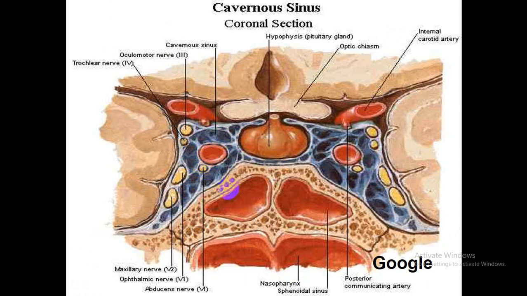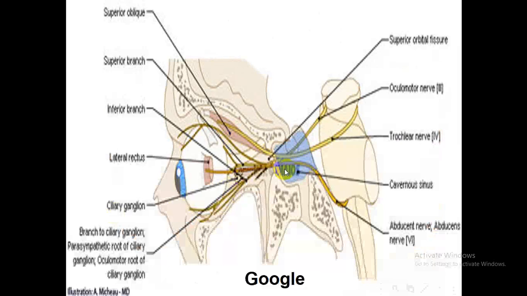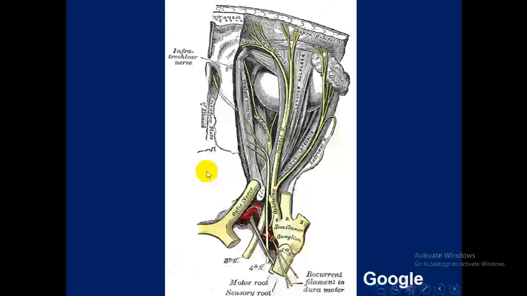Then it enters the orbit through the superior orbital fissure between the two heads of lateral rectus and continues forward closely applied to the medial surface of the lateral rectus and supplies this muscle. The abducens supplies only one muscle which is the lateral rectus.